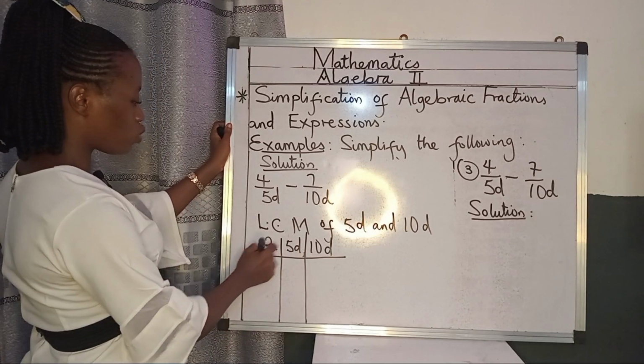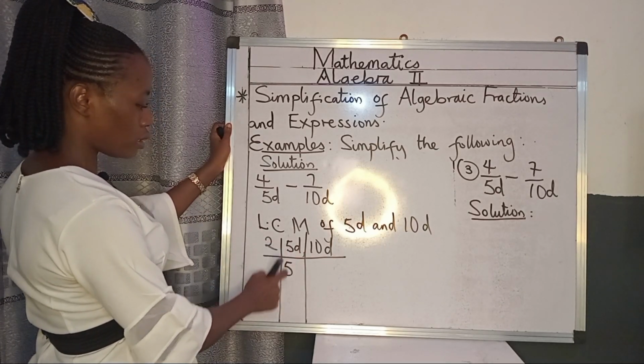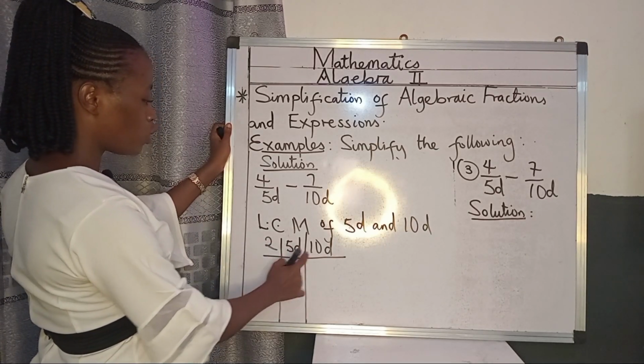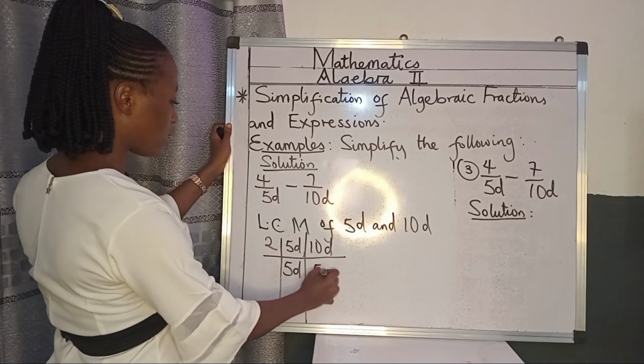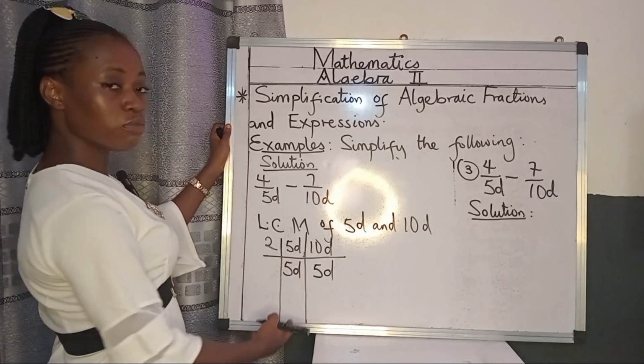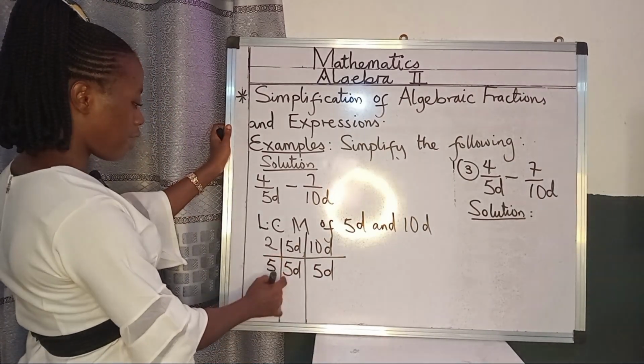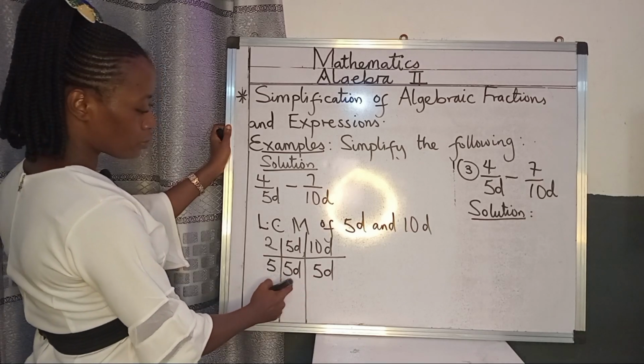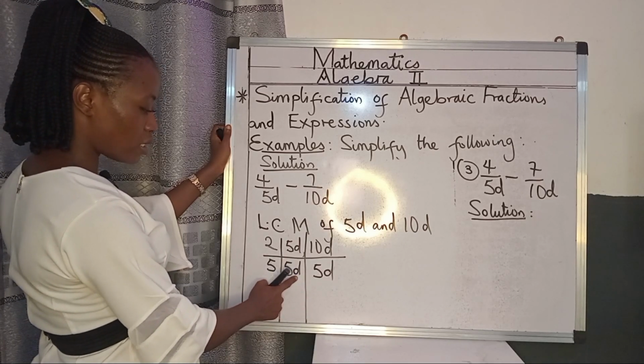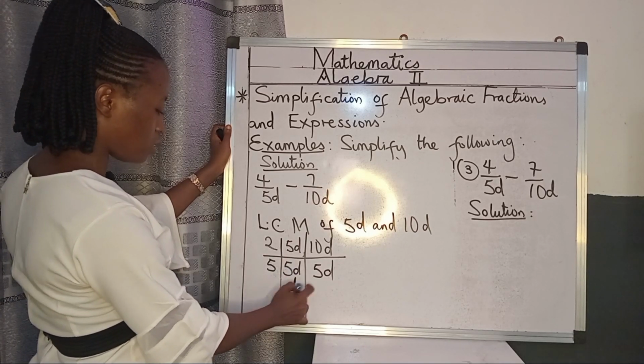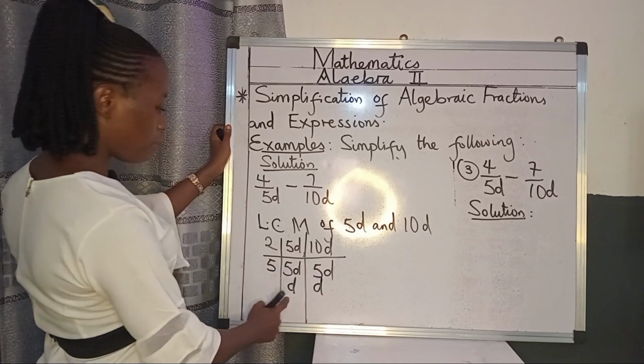So I'm using 2 to divide. 2 here is not possible, so I'm bringing down 5d. 2 in 10 is 5, then you bring down d. Obviously, I'm using 5 to divide now. 5 in 5 is 1, then 5 in d is d, so 1d is d. Same thing here. Now I'm left with d.